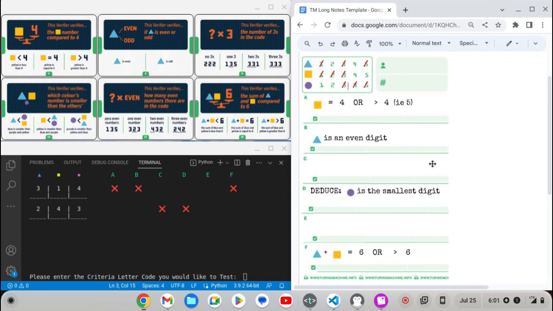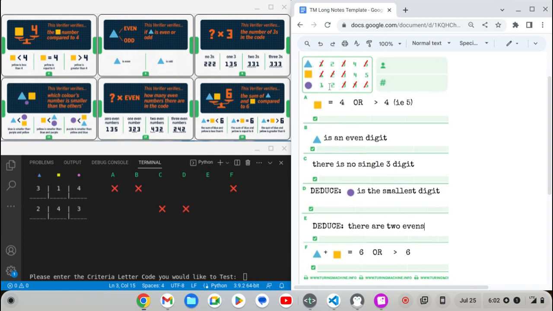And so let me update my notes. There is no single 3-digit. And so I'm deducing that there are 2 evens. Yeah, so there are 2 evens. So let me put in E. I'm deducing there are 2 evens.